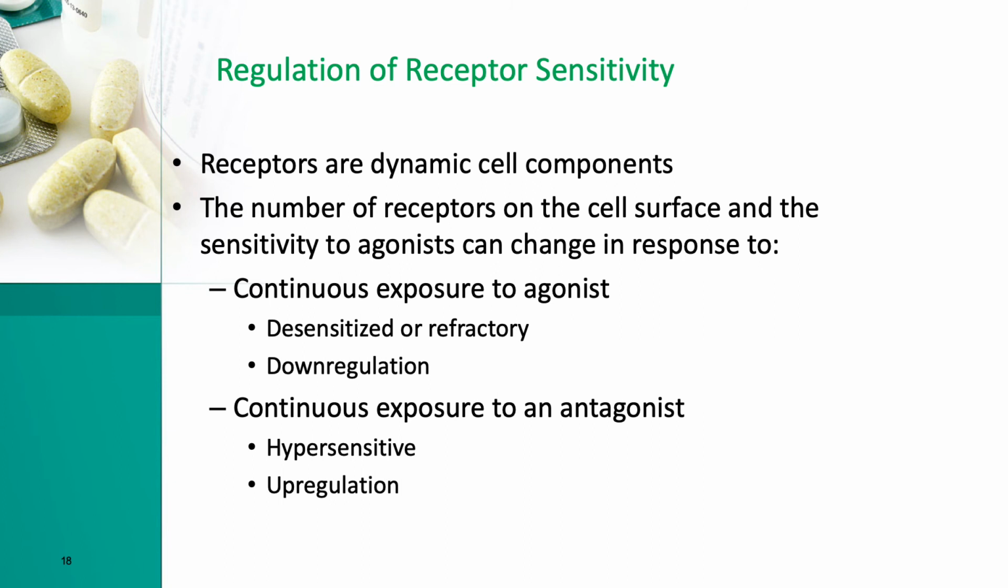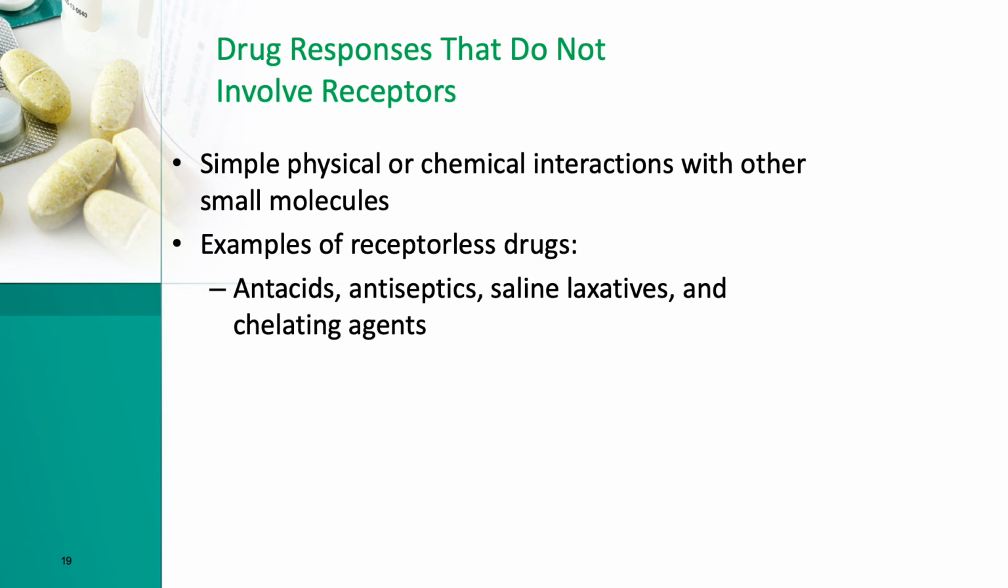Continuous exposure to an antagonist has the opposite effect of tolerance. The cell is said to become hypersensitive or supersensitive. This occurs because the cell synthesizes more receptors. Therefore, there are a greater number of receptors at the cell surface and the response increases. Not all drugs require receptors to work. The pharmacologic effects of antacids, antiseptics, saline laxatives, and chelating agents are the result of simple physical or chemical interactions and not interactions with cellular receptors.